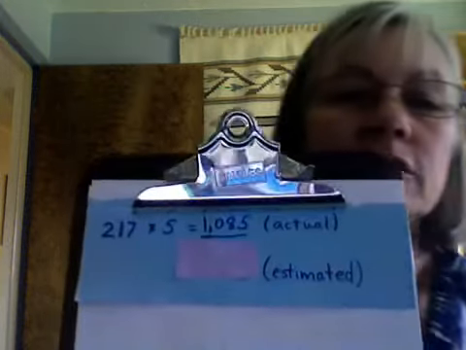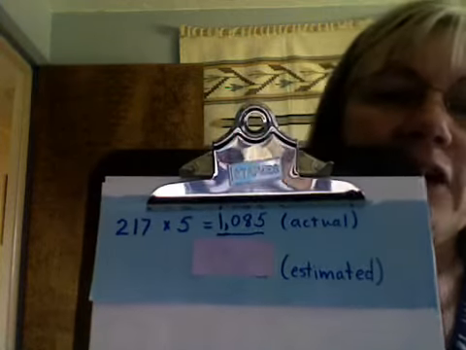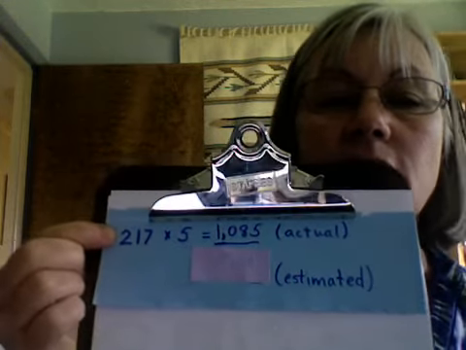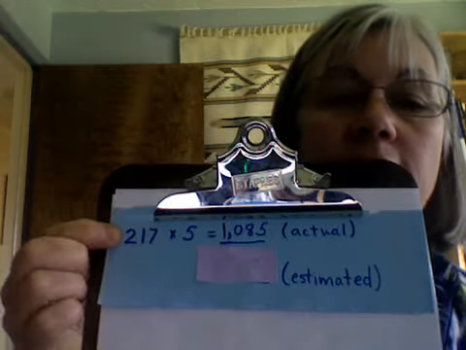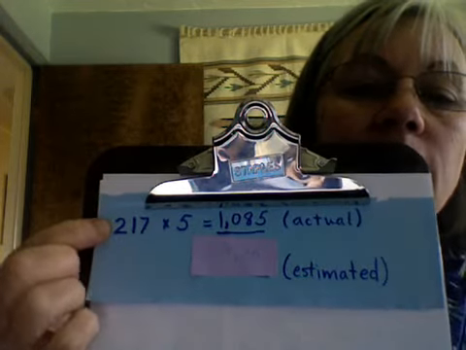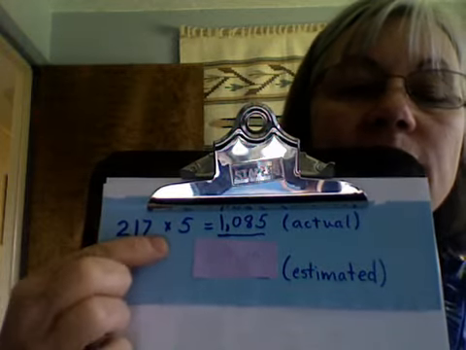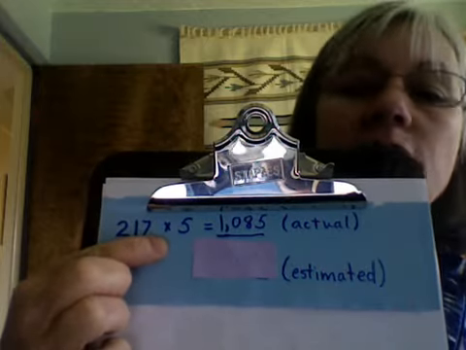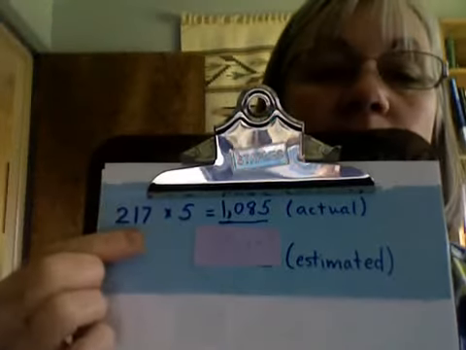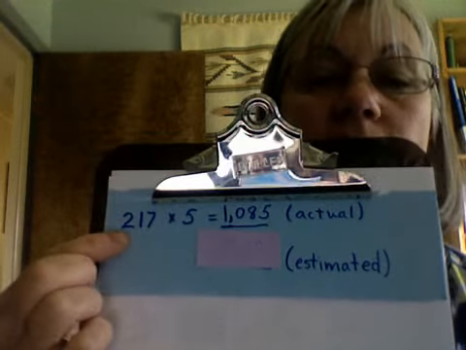We're going to use rounding to make an estimate of the product we get when we multiply 217 by 5. Calculated out to an actual result, we get 1,085. To round off and find an estimated answer, we're not going to do anything with the 5 because we know that multiplying by 5 is something we're good at. We can almost do it in our heads. We can almost do it in our sleep, in fact. But we will want to round off the 217.